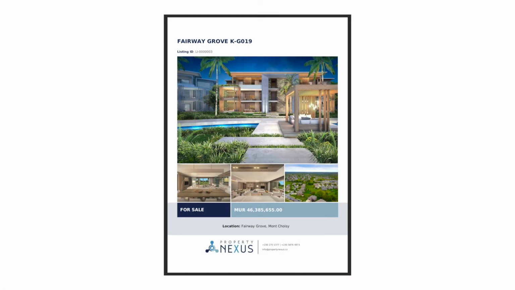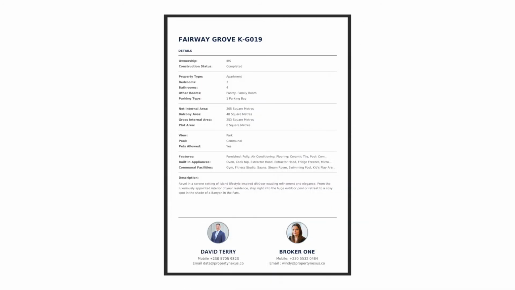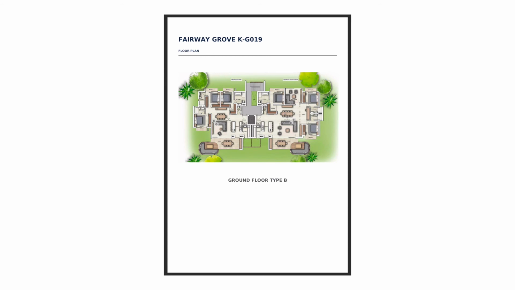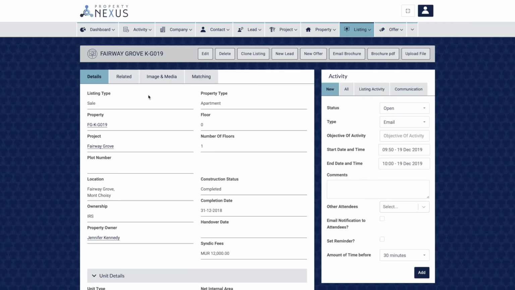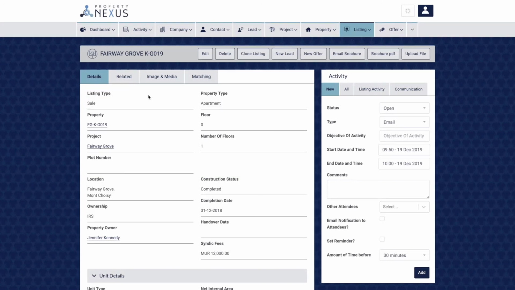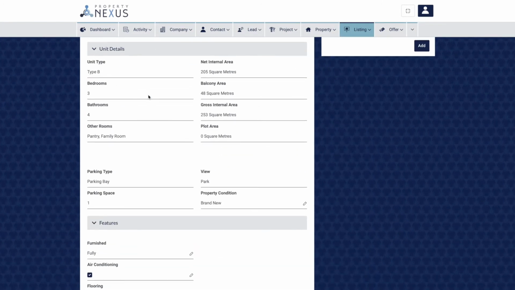Listing brochures can be downloaded or emailed to the contacts from the listing record page. The standard template will automatically generate the brochure with all the details and images that have been entered into the listing record correctly. You must make sure that the following fields have been filled in to ensure that no information is missing from the brochure: listing type, location, ownership, property type, and construction status from the main details section.